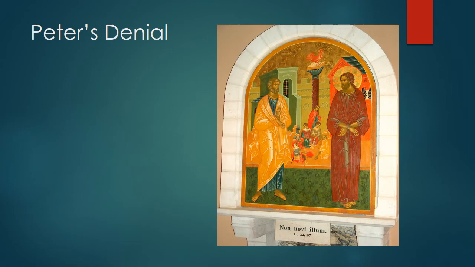In the crypt of the Church of St. Peter in Gallicantu, to the left of the main altar, there is a fresco of Peter denying Jesus, which we see in this picture. Again, the inscription is the Latin phrase non novi illum, I do not know the man.